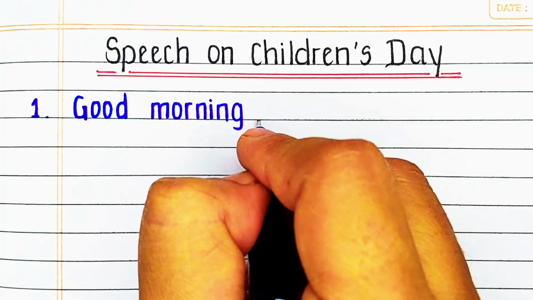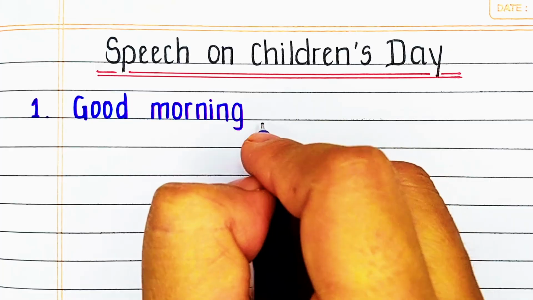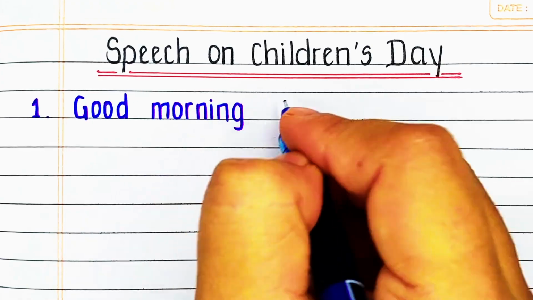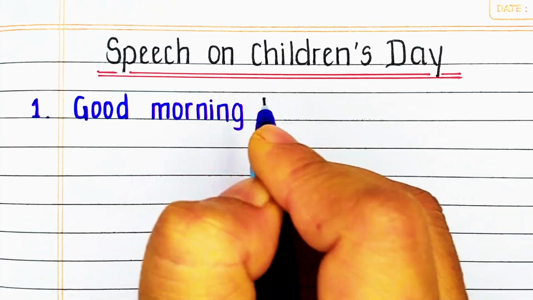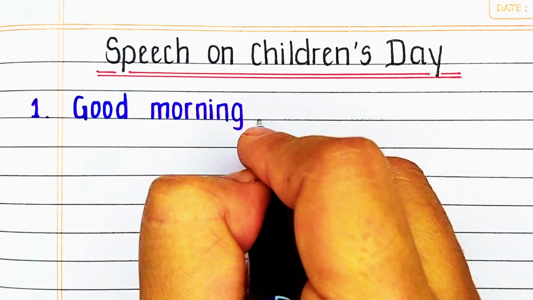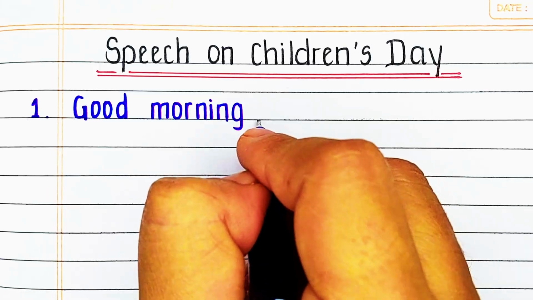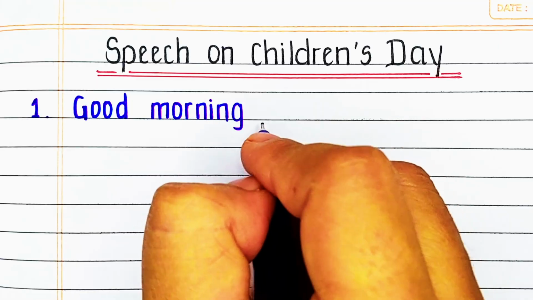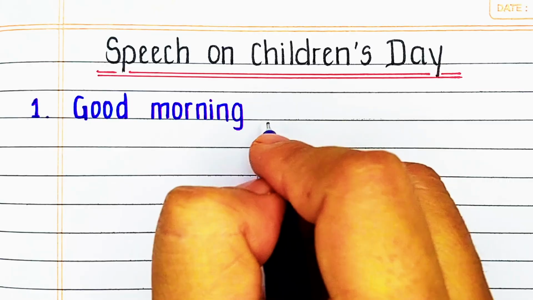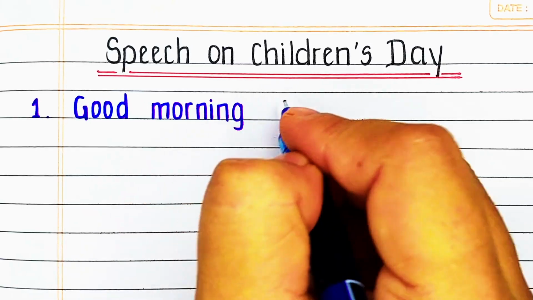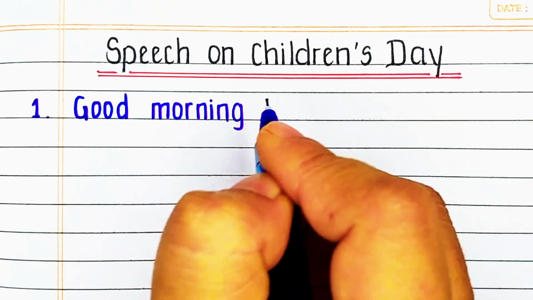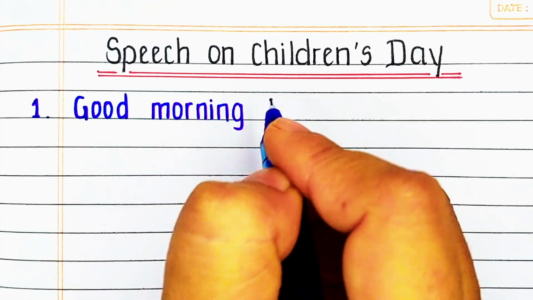Eighth line is: We should work hard, learn new things, and be kind to everyone around us. Ninth line is: Our teachers, parents, and elders are always there to guide us and help us grow.